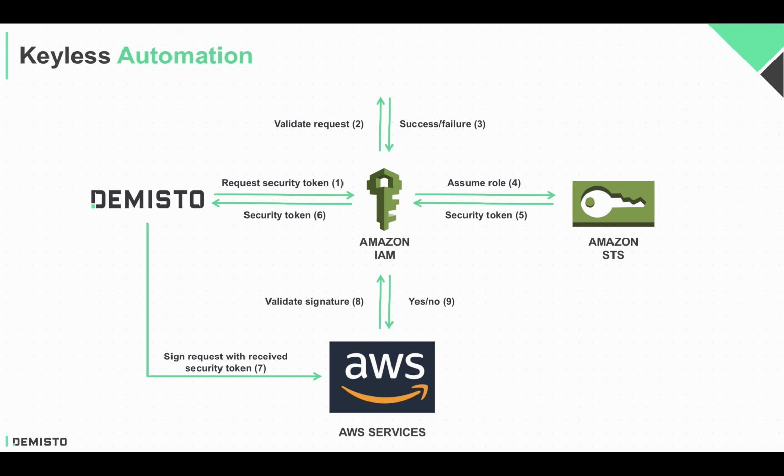Again, to reemphasize, the key value prop is you don't need to provide the keys and services for your AWS account to Demisto to perform any of those automations. So let's see this in a live demo in action.